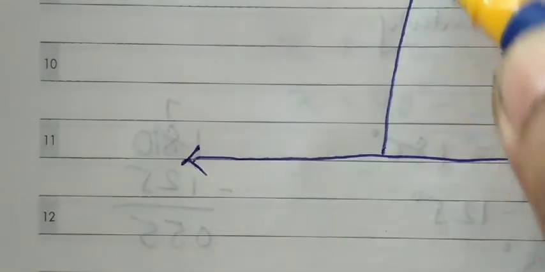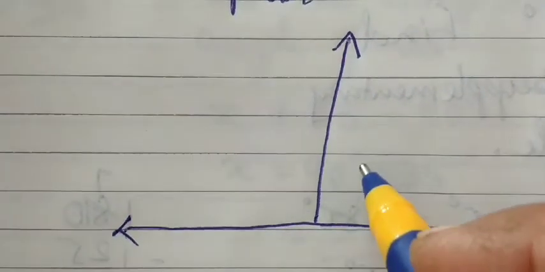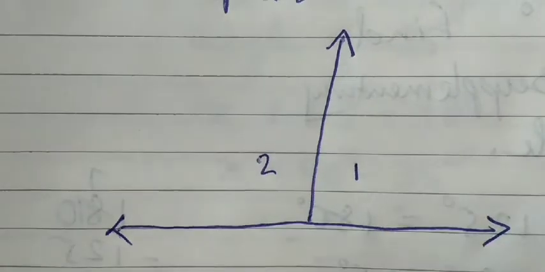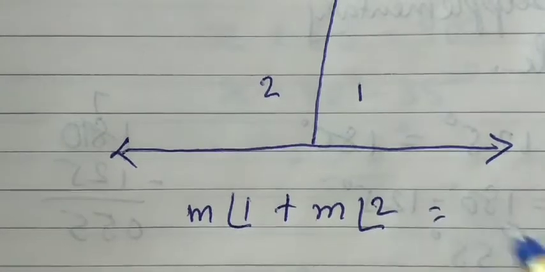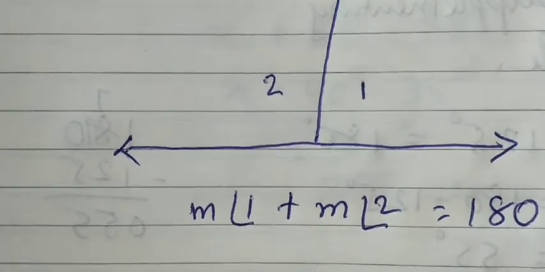Our next topic is about linear pair, related angles. The fourth one we are going to talk about, and how they are formed. This is a line which is being intersected by a common line segment or a ray, and when you add these two adjacent angles, measure angle 1 and measure angle 2, it gives you 180 degree.